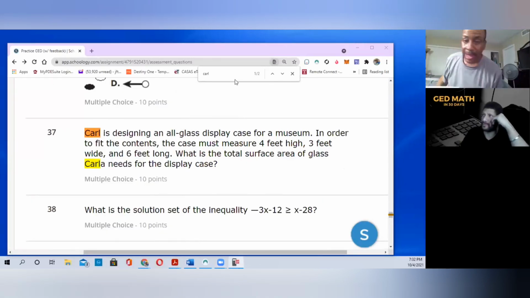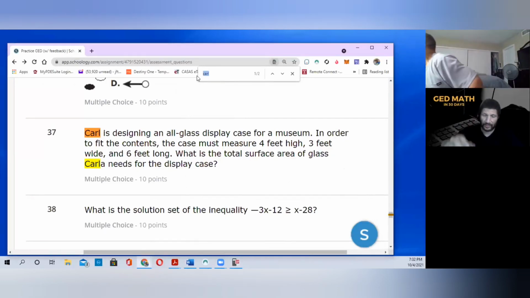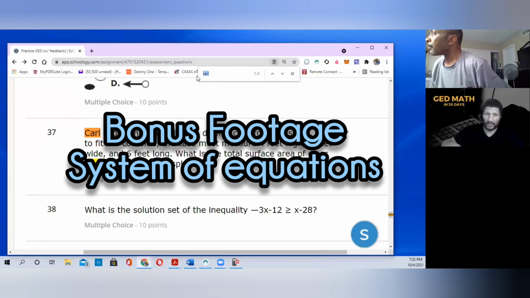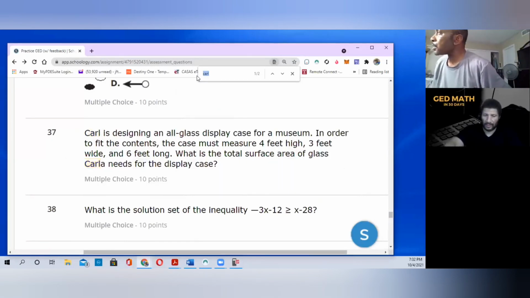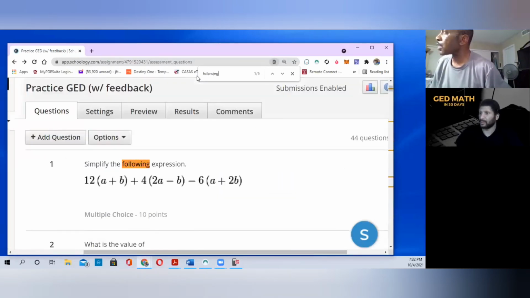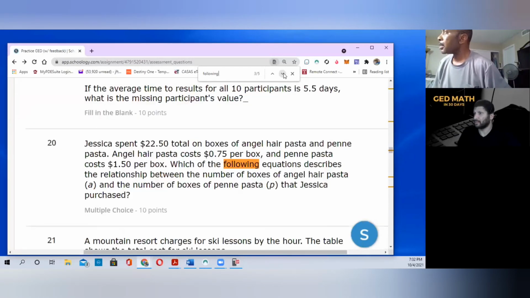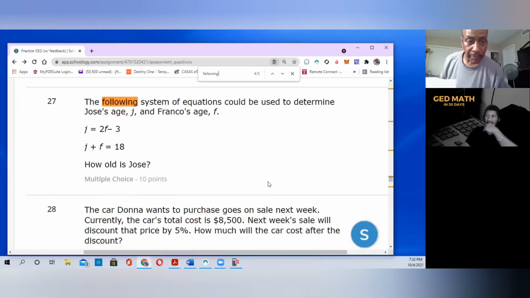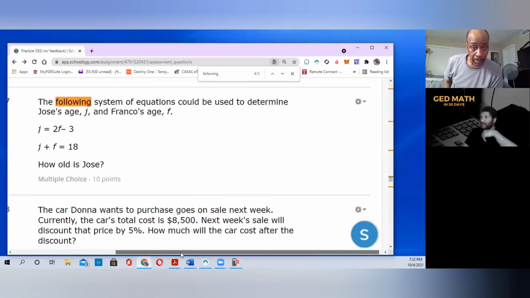Question 15. What does it start with? What is this? The following system of equations could be used to determine Jose's age J and Francisco's age F. All right. First of all, let me see what the answers are first.